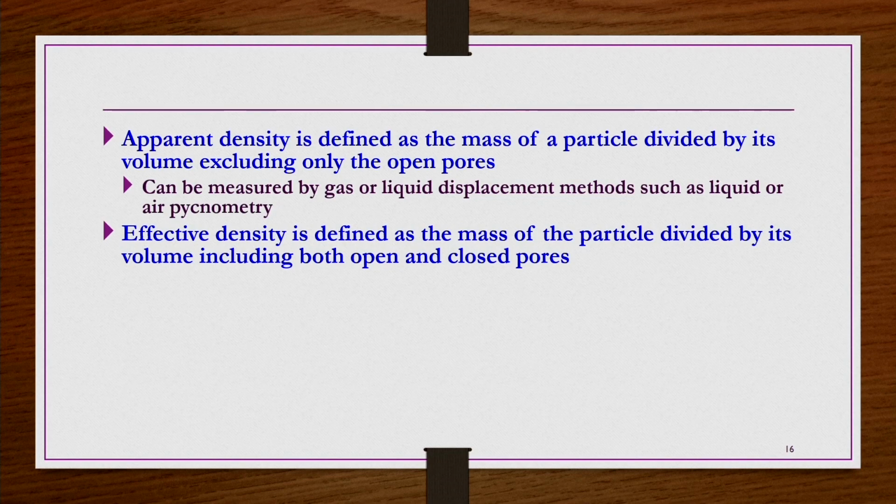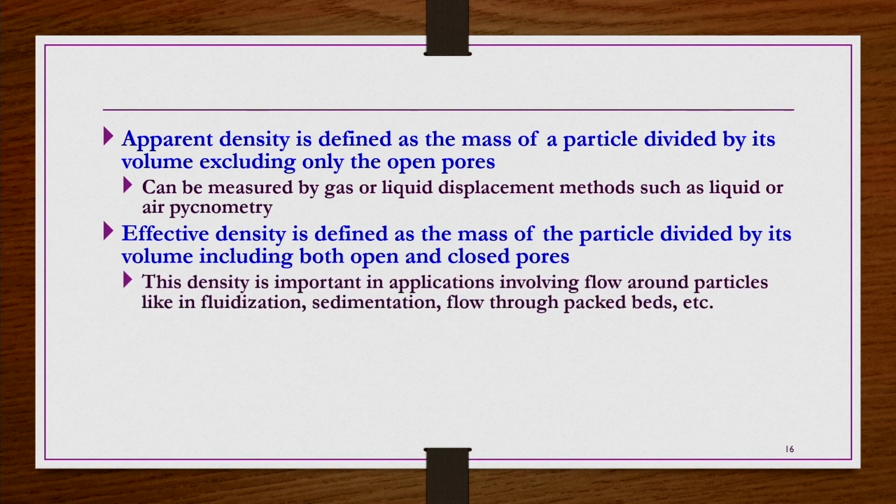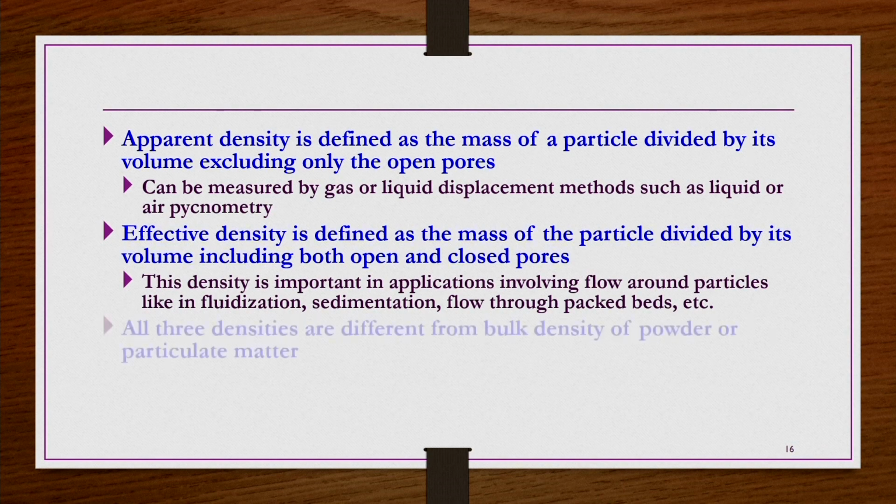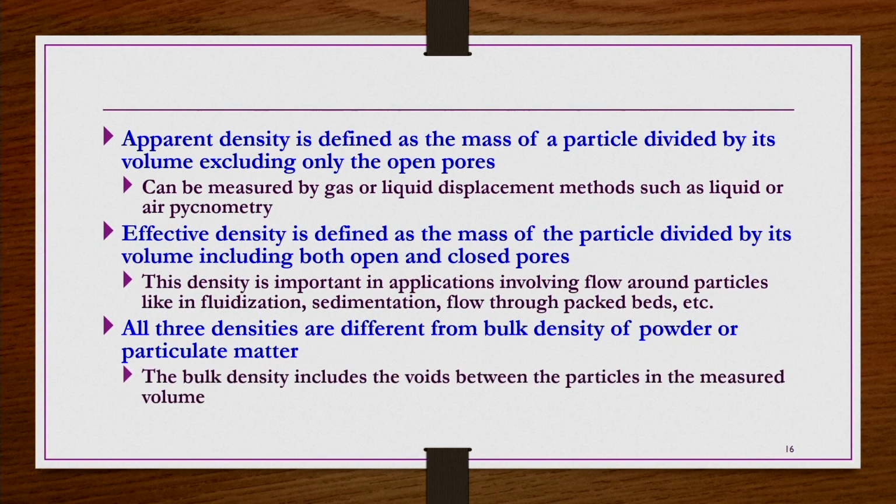Apparent density one can measure by gas or liquid displacement methods such as liquid or air pycnometry. Effective density is important in applications involving flow around particles, like fluidization, sedimentation, flow through packed beds, etc. All three densities are in general different from the bulk density of a powder or particulate material. The bulk density includes the voids between the particles in the measured volume also.